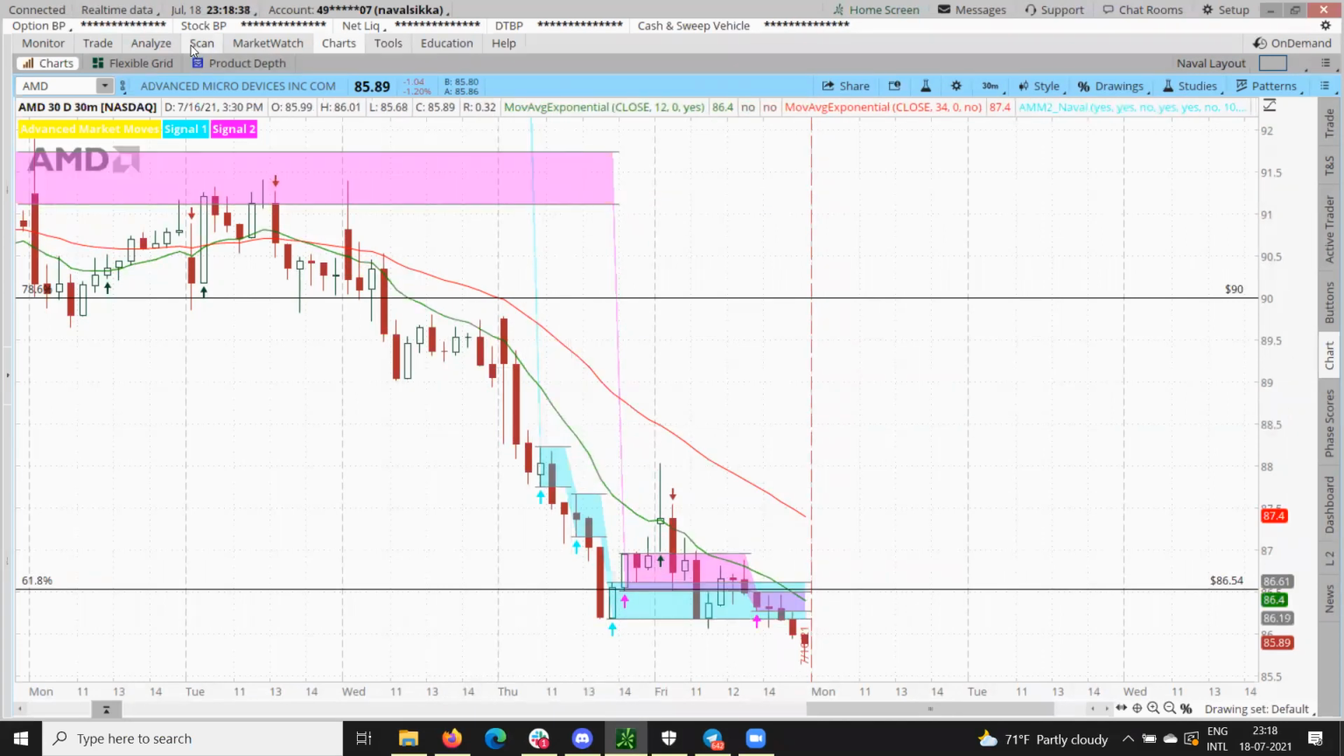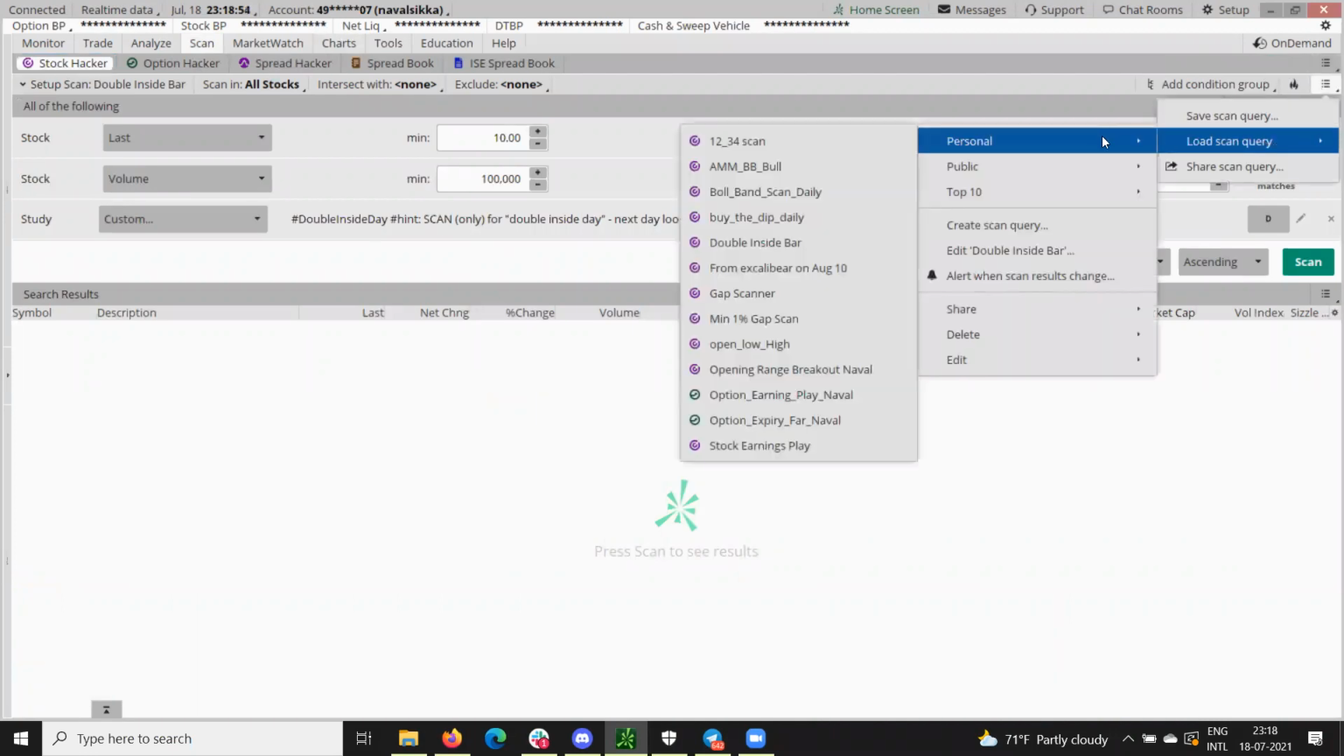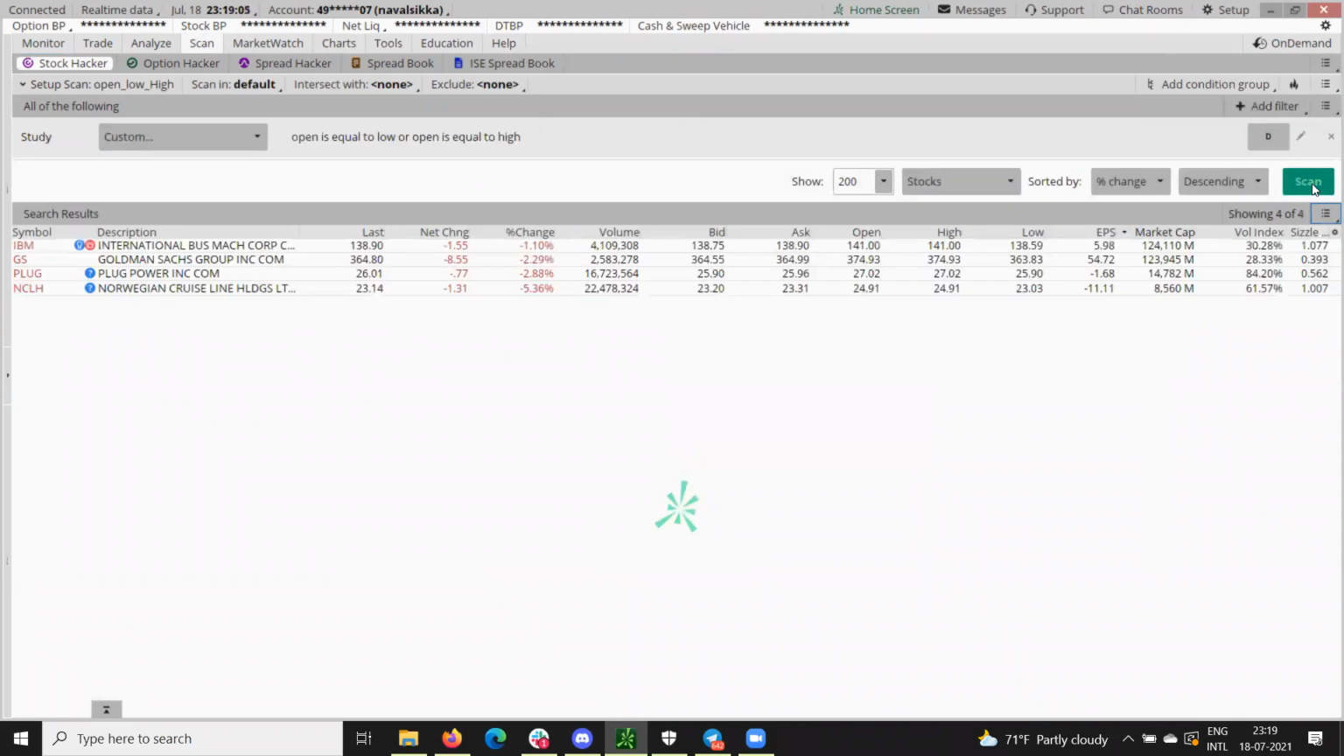One other thing I wanted to share was regarding scanners. There are multiple scanners you will find on the internet, but two or three are really useful. One I used to do manually, but now with the help of my friend Sunny, I am able to do that. Yeah, this scan. It is based on the principle that the stock has open equal to high, or open equal to low.